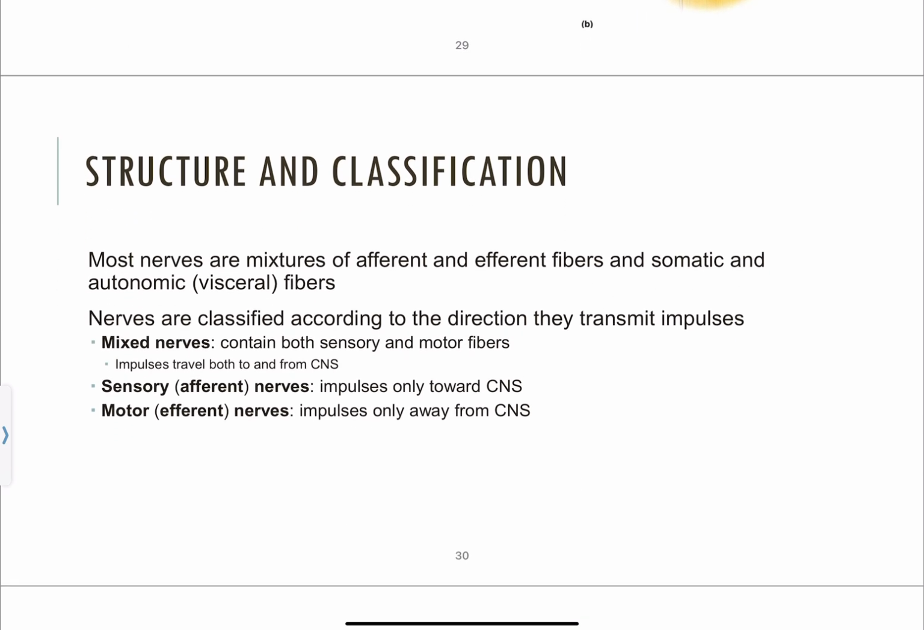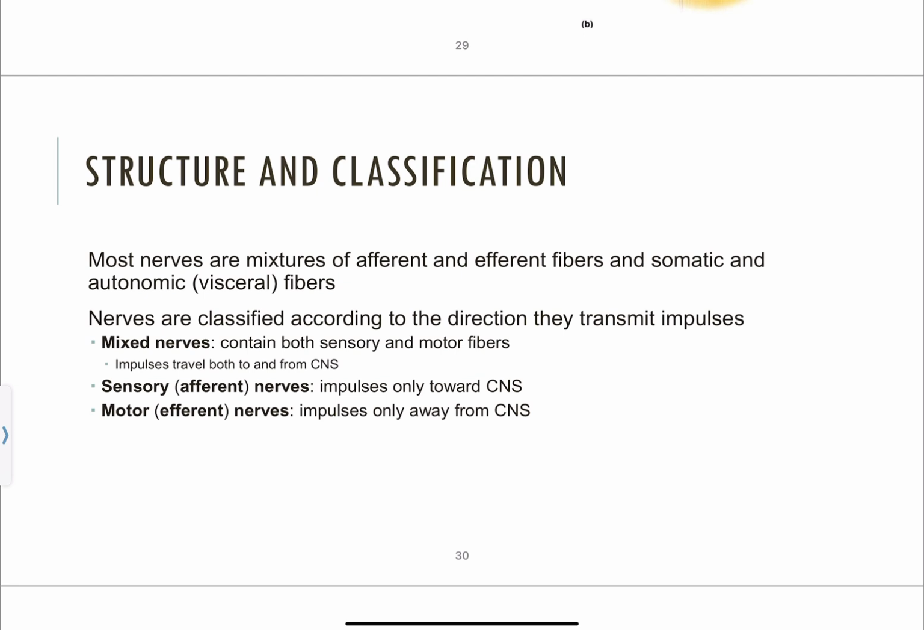Okay, so most nerves are going to be mixtures of both afferent and efferent fibers. And if you remember, we kind of talked a little bit about this before. Afferent fibers are the ones that are sending information from your sensory receptors to your central nervous system. And then some of these nerves are going to be sending information from the central nervous system out to the effector organ itself. So nerves can be classified depending on which direction they're transmitting these impulses.